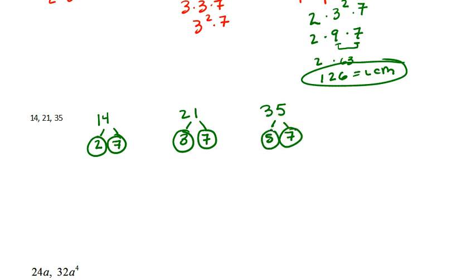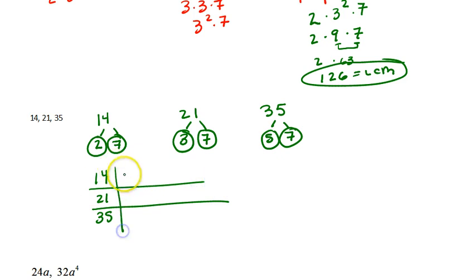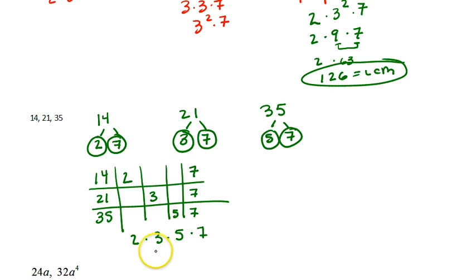Okay, so for this one I'm going to make my table. 14, 21, 35. I have 2. I'm going to leave space for 3 and 5. And I have a 7. 3, 7, and 5, and 7. So when I bring my numbers down, I need to bring down one of my 2's, a 3, a 5, and a 7. If I multiply all of this out, I get 210, which is my LCM.